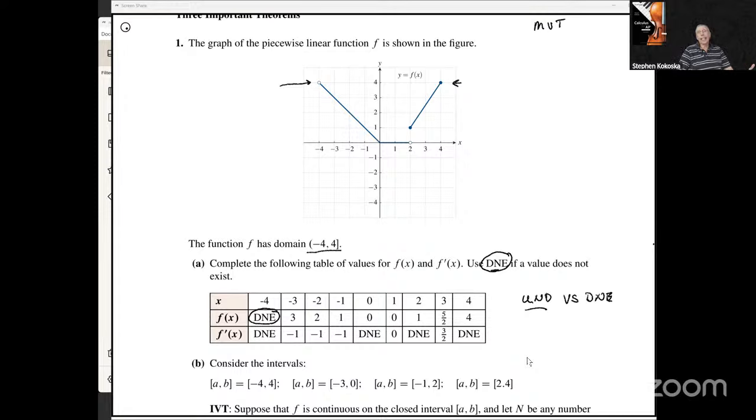Now, I put DNE in all of these places where I couldn't get a value. But I understand that at least in this place right here that I've circled, I might instead put undefined. So that's a subtle difference between those two terms, undefined and does not exist. And the reason that I bring that up is because of the difference between maybe pre-calculus and calculus. In the AP pre-calculus course, we would probably use undefined more freely or more commonly because we're not taking a look at limits.